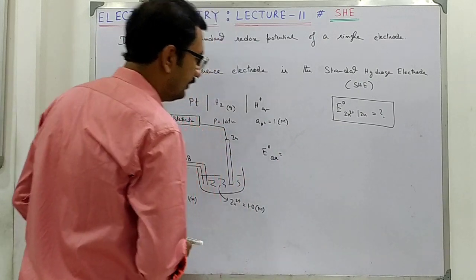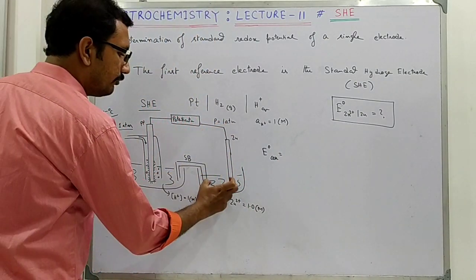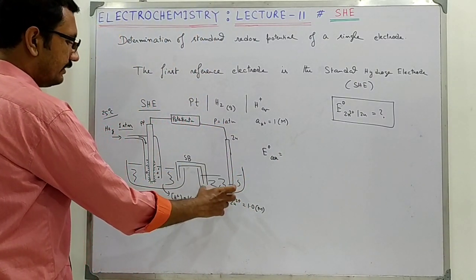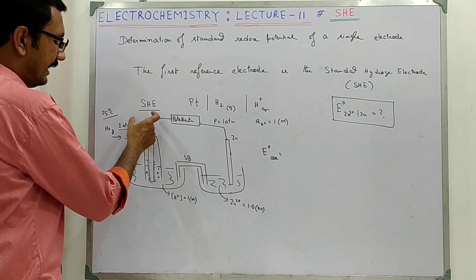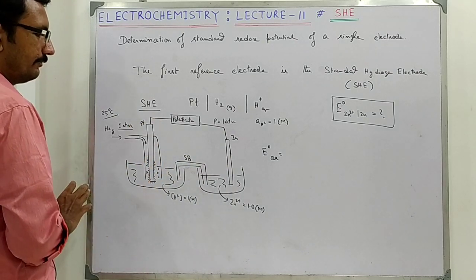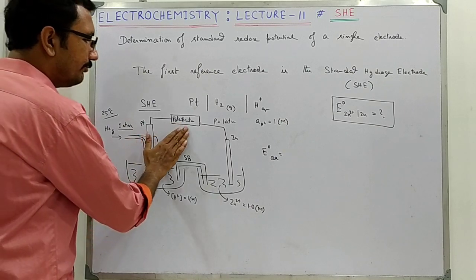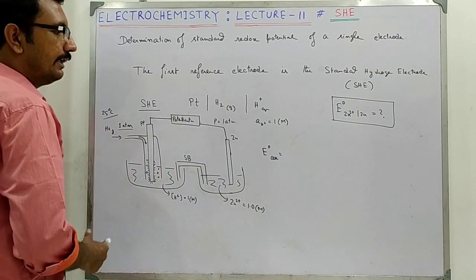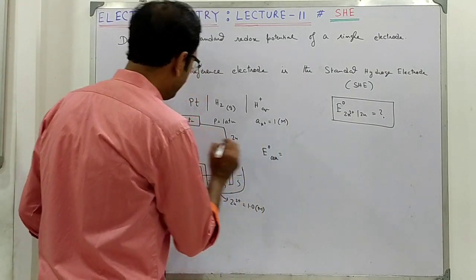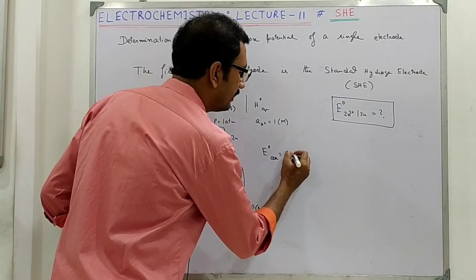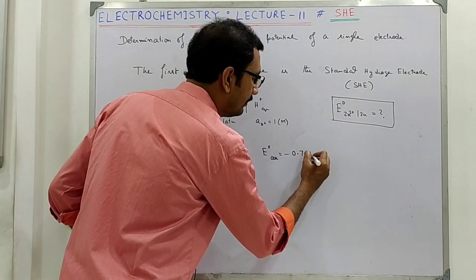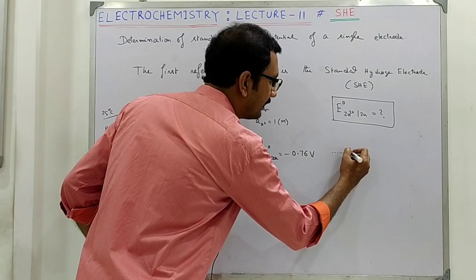So, when you combine the Zn2 plus electrode on the right hand side and the SHE on the left hand side, and you connect them with the potentiometer externally, then the data given by this machine is minus 0.76 volt. This is the result of the experiment.